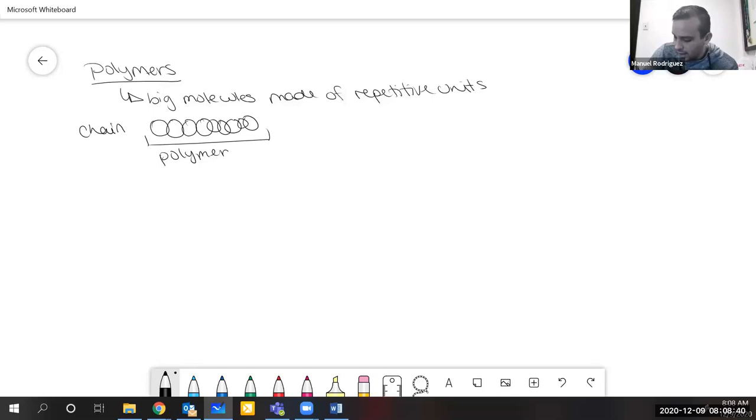And every circle is like the repetitive unit, and we call this a monomer. So basically you take a bunch of monomers and you keep combining them all together and you form a polymer. That's basically what a polymer is. And this makes gigantic compounds. And there are some uses in biology, and some uses in synthetic chemistry.